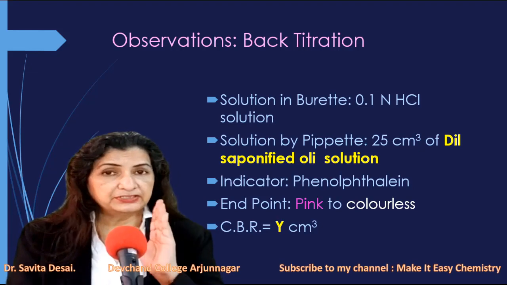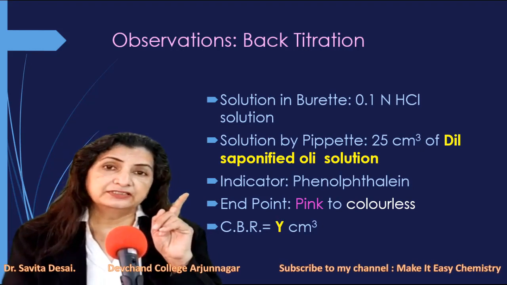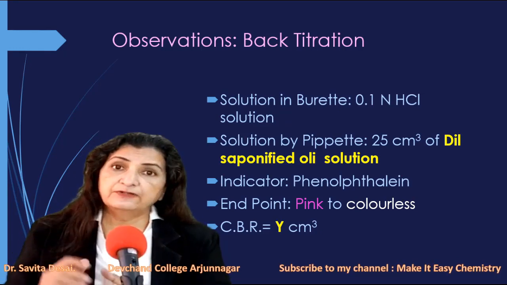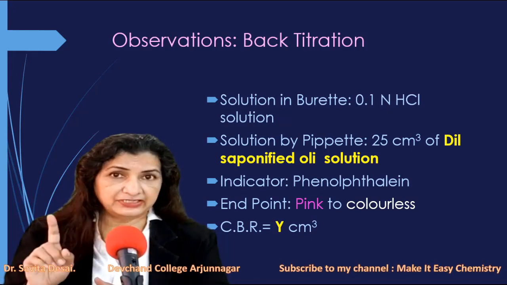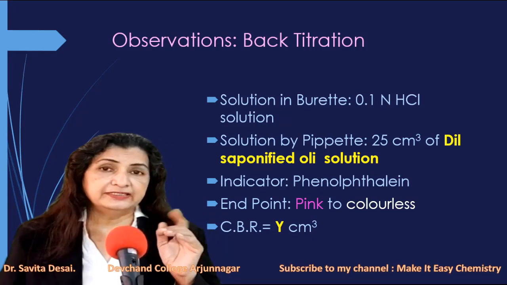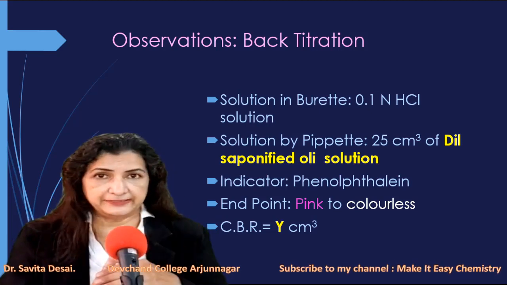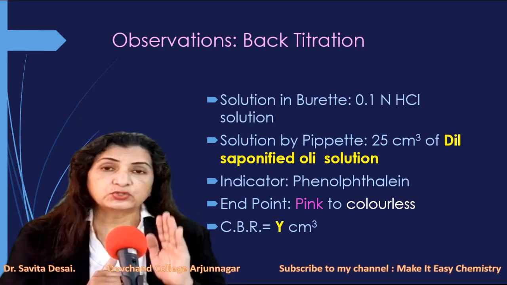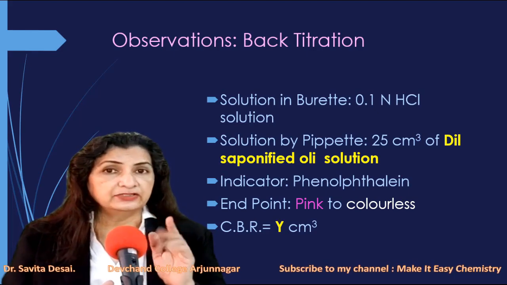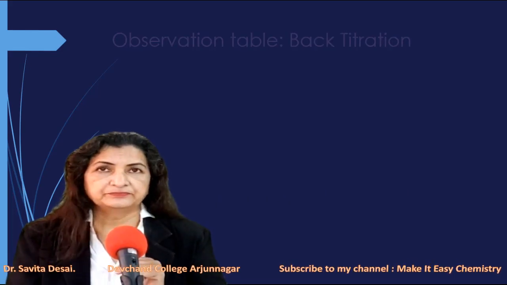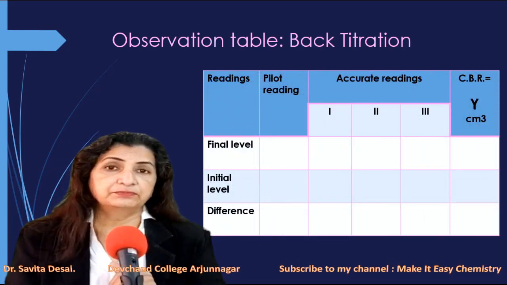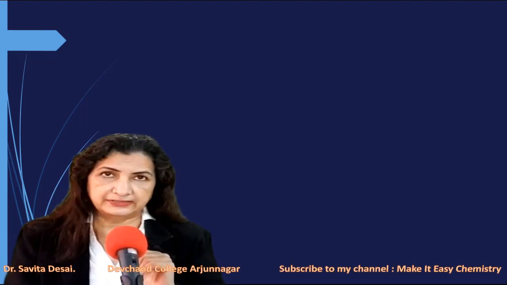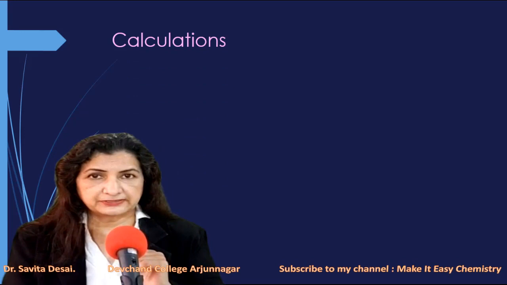It is very important to understand that during this titration, some amount of KOH has already been consumed by the oil solution for the formation of the soap, that is saponification. That is why this Y reading is always less than the X reading. That is, the constant burette reading for the back titration is always less than the constant burette reading of the blank titration. Similarly, we can have the observation table for this back titration. The CBR is known as Y cm cube. Now about the calculations.